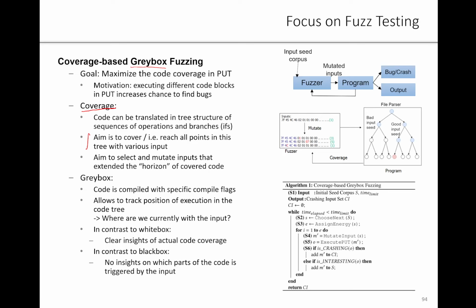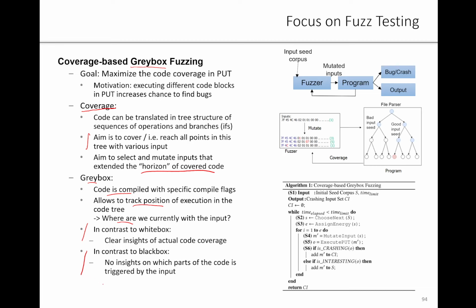And everything that increases this coverage, that increases the horizon of the covered code, is of course more interesting, and you put it into your basic seed set, where you select from to mutate. So gray box means compiled with specific compile flags, which allows you to track the position of the execution. Where are we currently with the input?